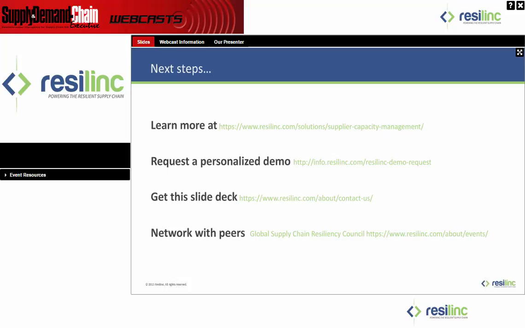Does Resolink have a mobile app? This is something that we are actively working on, and it is something that we will be releasing in the next few months.